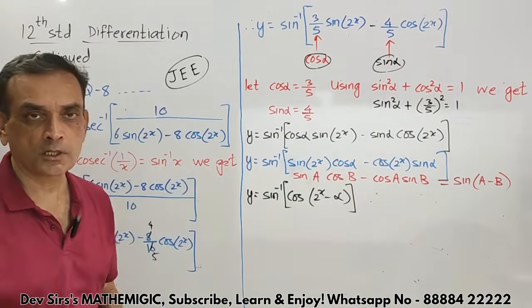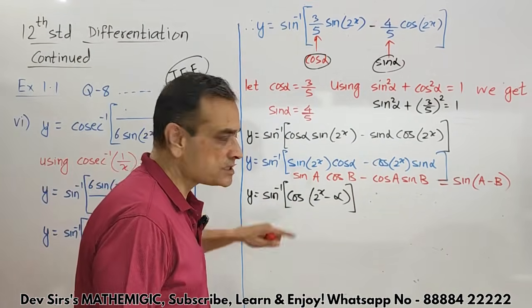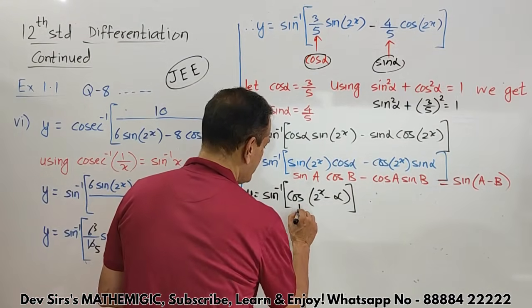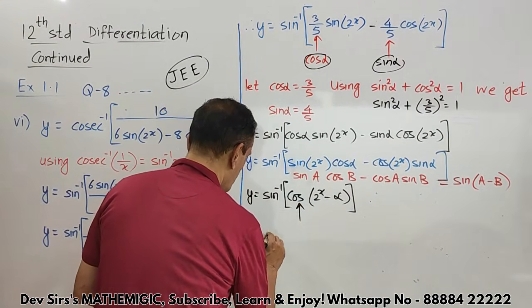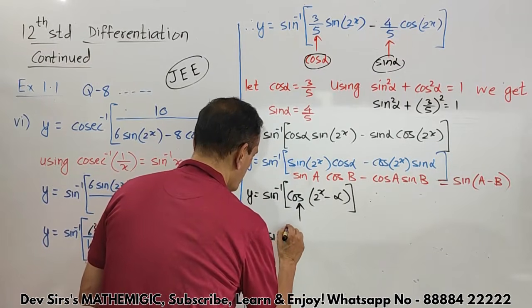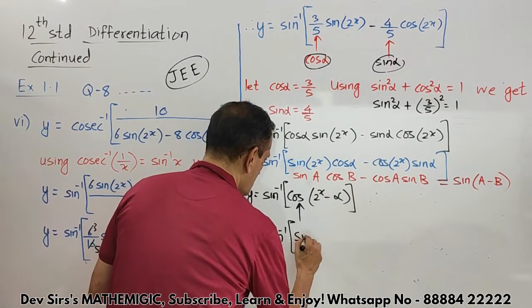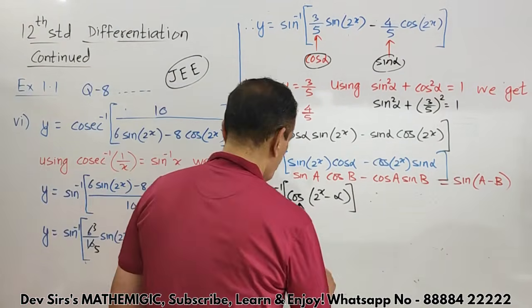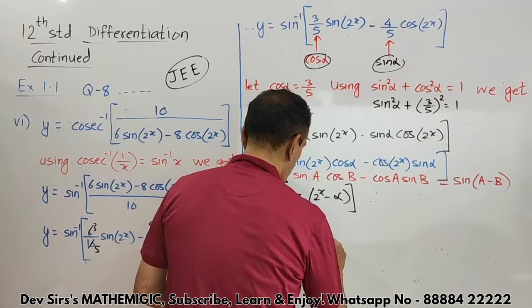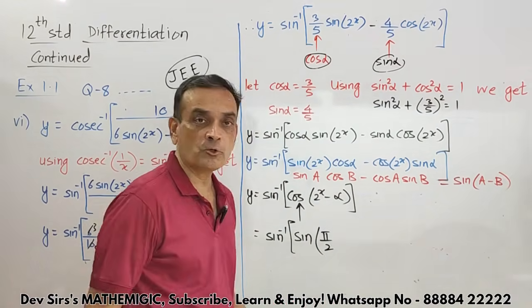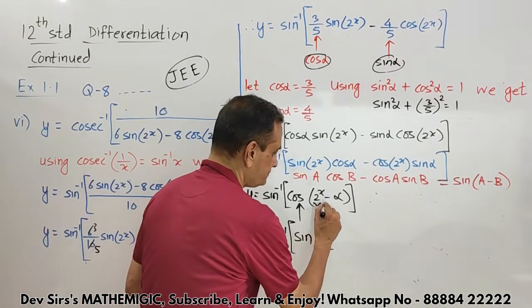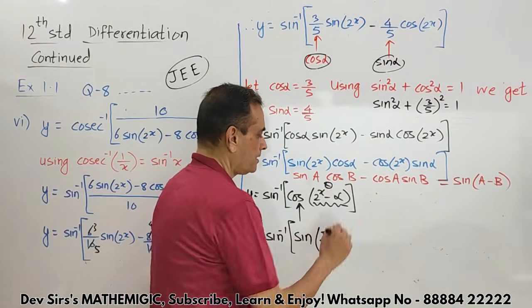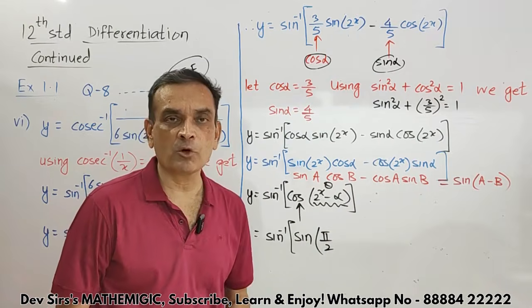Sin inverse cos. So sin inverse cos means it won't get cancelled. You have to convert into sin. So if you have to convert into sin, the rule says pi by 2 minus theta. This is your theta. So you just have to be careful about one thing.